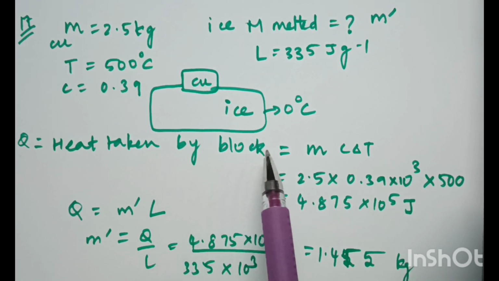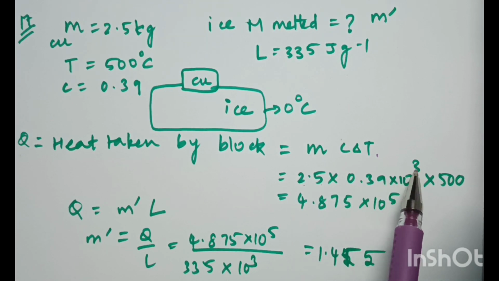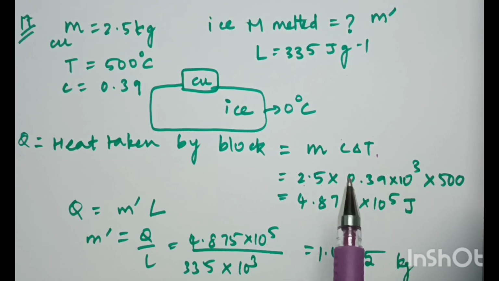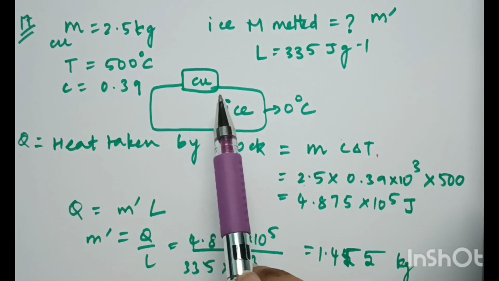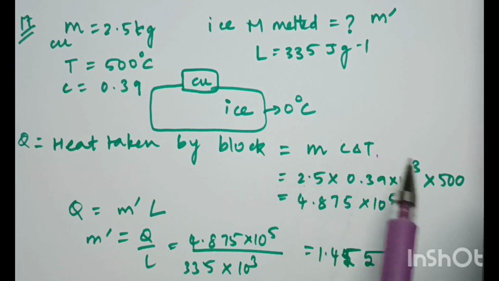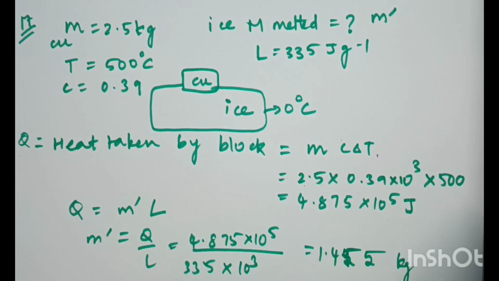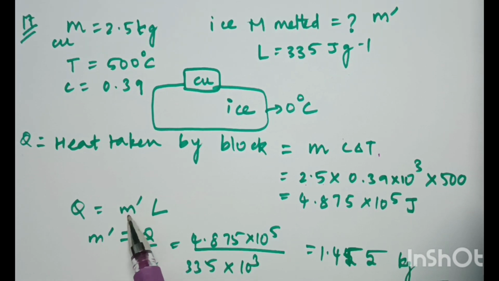So now what is the heat given out by the copper block? That is mc delta t. So use the values for copper. It is 2.5 into C, 0.39 into 10 power 3, because we are converting per gram into per kilogram. That is the reason. Into what is delta t? The temperature will be falling to 0 degrees Celsius, so it is 500 minus 0, so it is 500 only. So this is the value of Q. Now we know Q equals to m l, because this heat energy is going to be taken by the ice in order to melt. Some amount of mass is melted, and that mass is m dash.